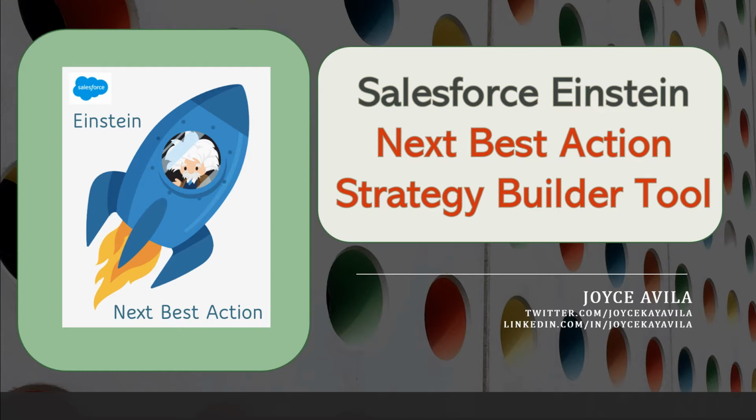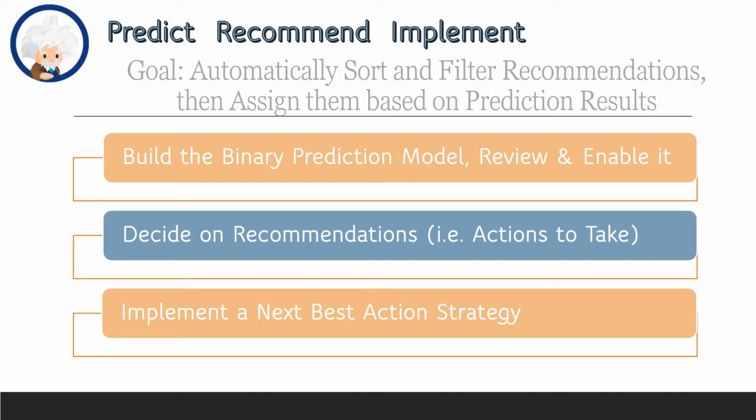The focus of this video will be on the Einstein Next Best Action functionality and the new Strategy Builder tool. In this video, you'll learn what it takes to implement a next best action strategy. The goal is to use the Strategy Builder tool to assign recommendations based on prediction results achieved with the Einstein Prediction Builder. In preparation, you'll need to first build the prediction model and decide on and input some recommendations.